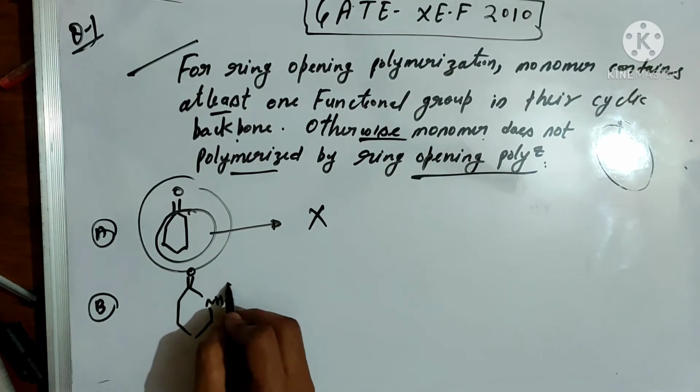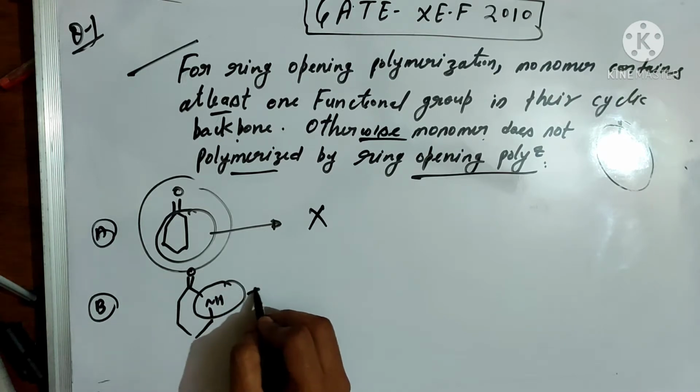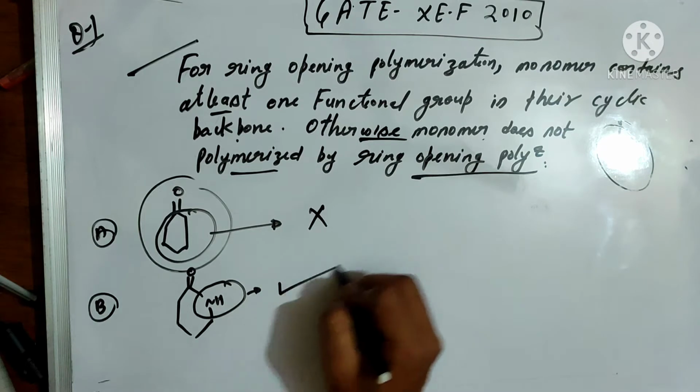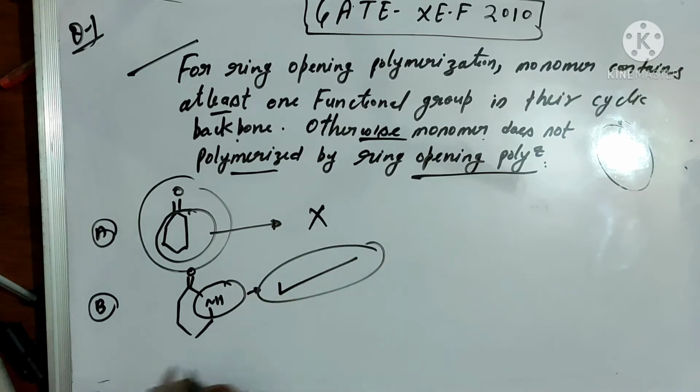Option B. In option B, you can see one functional group available in its cyclic backbone, so it will be polymerized by ring opening polymerization.